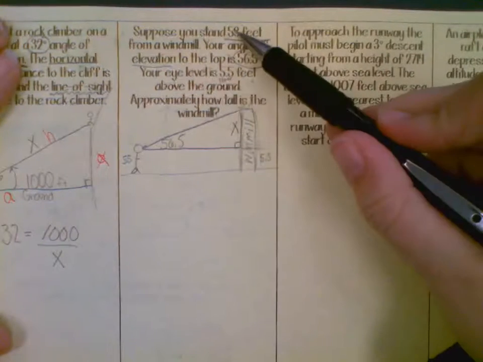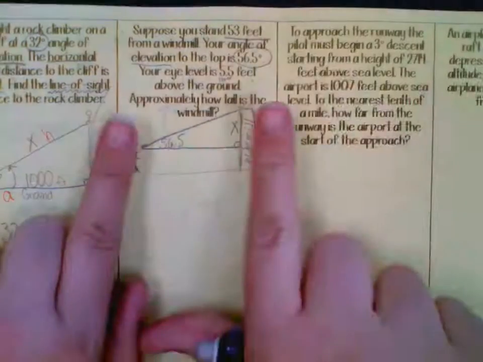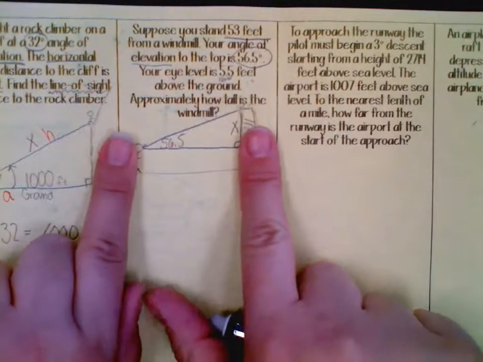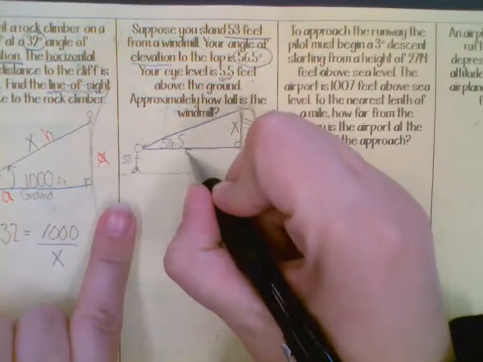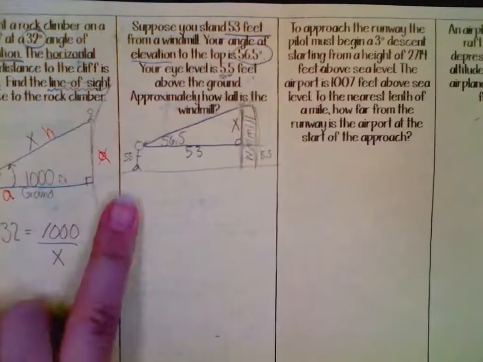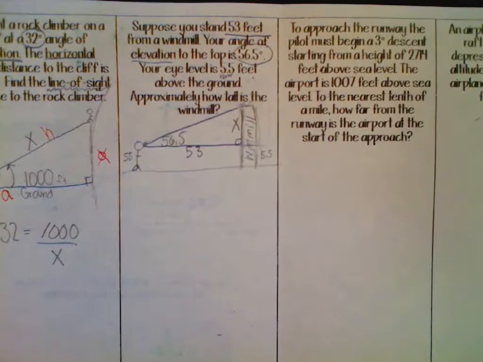The other thing we knew was that we are standing 53 feet from the windmill. So that line is going to be 53. So that's like a ground distance. So from there we can label opposite, adjacent, hypotenuse and solve for x by writing a sine, cosine, or tangent equation. So go ahead and pause, set up your problem, and then come back and you can get the answer.